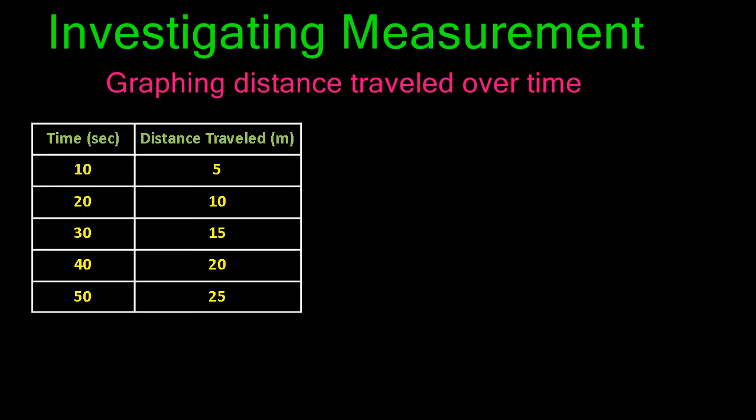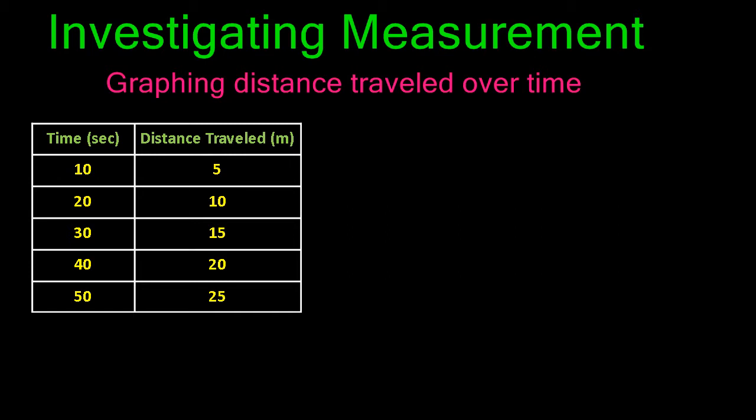Given this data table, in which we're measuring time in seconds and the distance traveled in meters, you can see that the object traveled 5 meters in the first 10 seconds. After 20 seconds, the object had traveled 10 meters. After 30 seconds, the object had traveled 15 meters, and so forth.